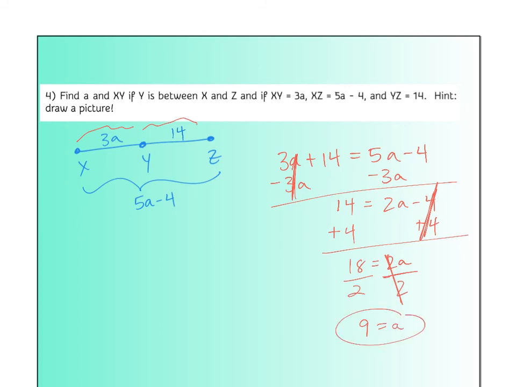Now, read the question. It says find a, which we did, but it also says find xy. So to find xy, you're going to have to take that 9 and plug it in for a. So xy is going to be 3 times 9, because a is 9. 3 times 9 is 27. They do not have labels, so we are done.